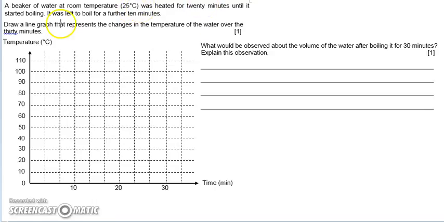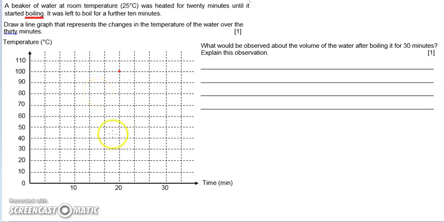And it was heated for 20 minutes until it started boiling. So we know that water boils at 100 degrees. So after 20 minutes, it starts to boil here at 100 degrees, right? This is where it is, so we're just going to put a little dot here. Yeah, there, then you can see the dot.